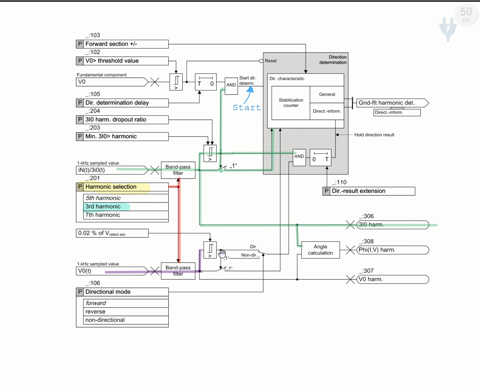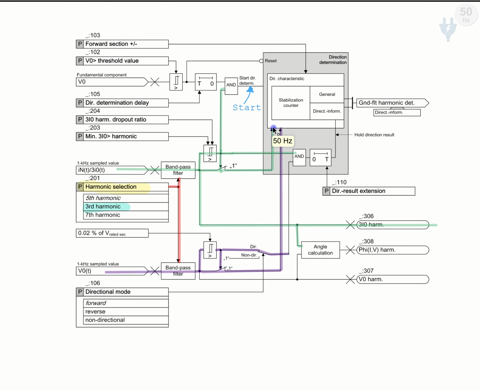So if it is non-directional, we do not need voltage to be supplied in these characteristics, so it is going nowhere. And when we select the directional mode, then the signal is going to be supplied to the directional characteristic for determining direction. Yes, it's going. That switch is on. Now the signal is passed.